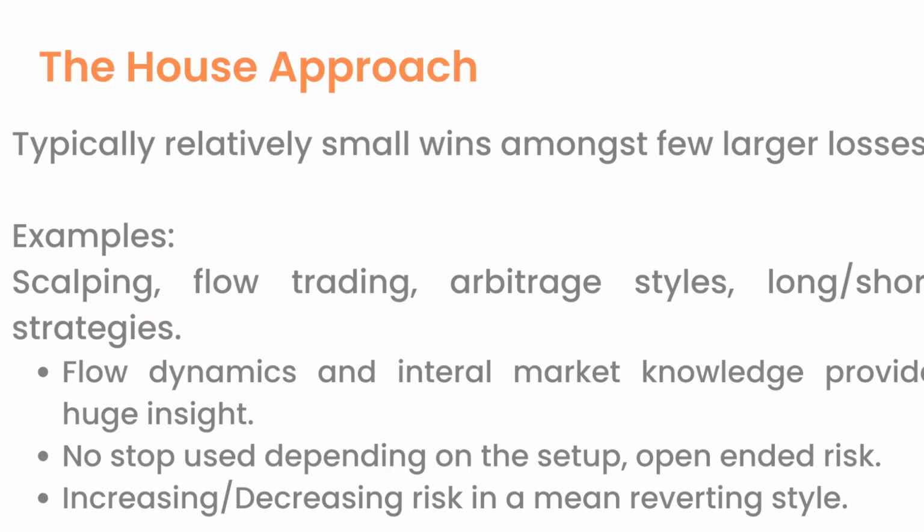But it's typically relatively small wins amongst fewer larger losses. But the win rate is much higher on the house approach versus the player approach, obviously, because the player approach has much more losses, smaller losses, but much larger wins when they do incur those wins, right? So examples of the house approach would be scalping, flow trading, arbitrage styles, and long and short strategies, amongst just a few. So for the house approach, flow dynamics, right, how orders move, and internal market knowledge provide huge insight.